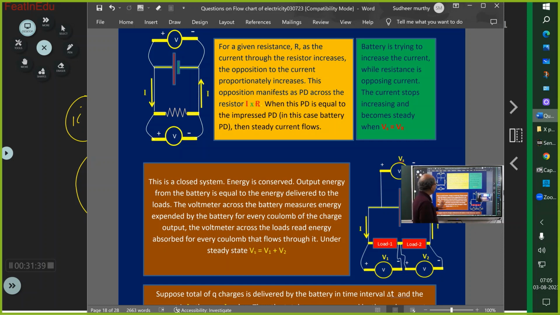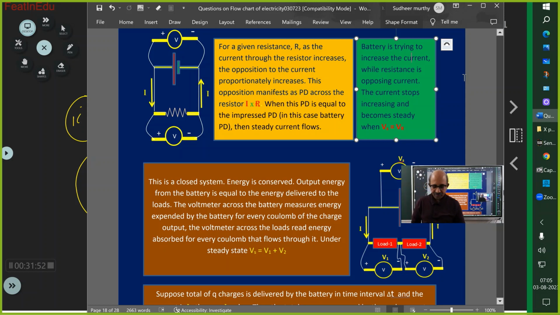Alright. So I suppose you understood the mechanism well. You see the green shading that I have written here. The battery is trying to increase the current while the resistance is opposing the current. In the transient condition, the current stops increasing and becomes steady. I hope I explained this to you. Right. Okay. Now come to the next slide.